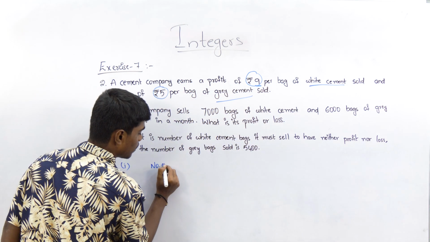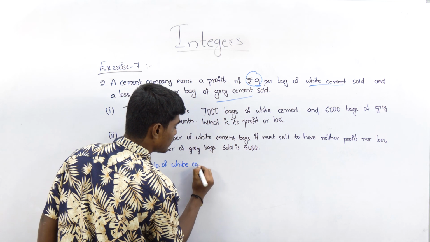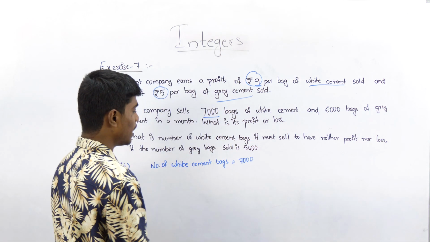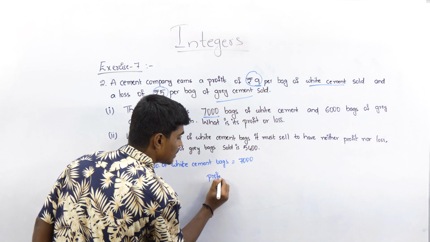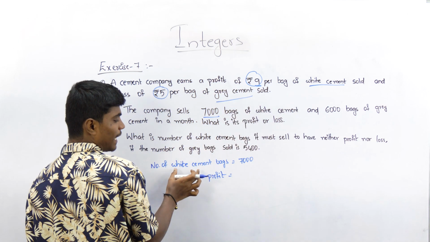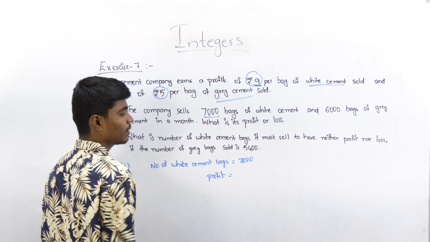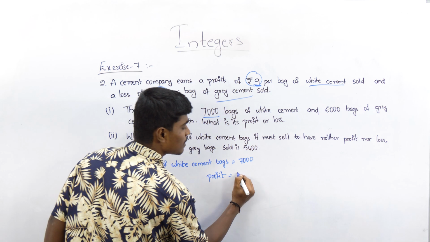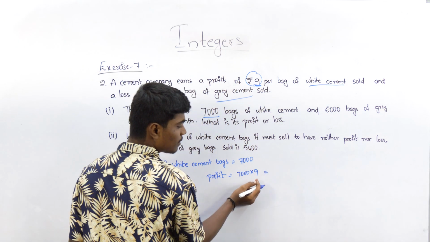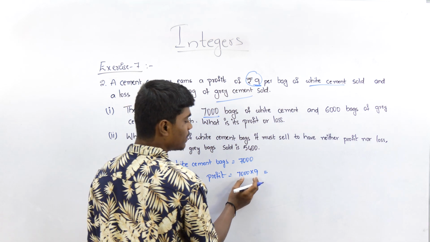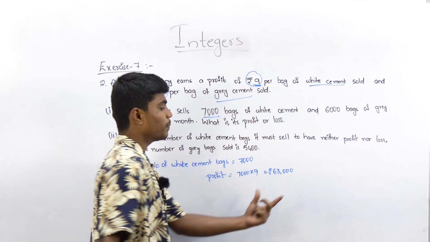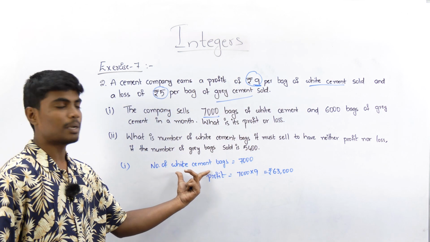What is its profit or loss? See, number of white cement bags is equal to 7,000 and profit. See, here for each white bag he is getting 9 rupees profit. For 7,000 bags he will get 7,000 into 9. So the answer is 7 9s are 63,000. 63,000 rupees profit he is getting with white cement bags.